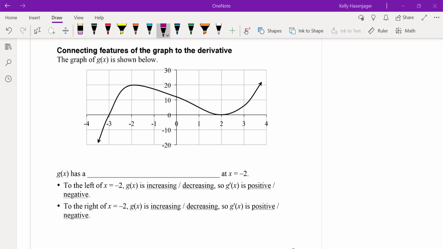Hi everybody, we're going to be covering section 5.1, page 3, and it's going to ask us to connect the features of the graph to the derivative.